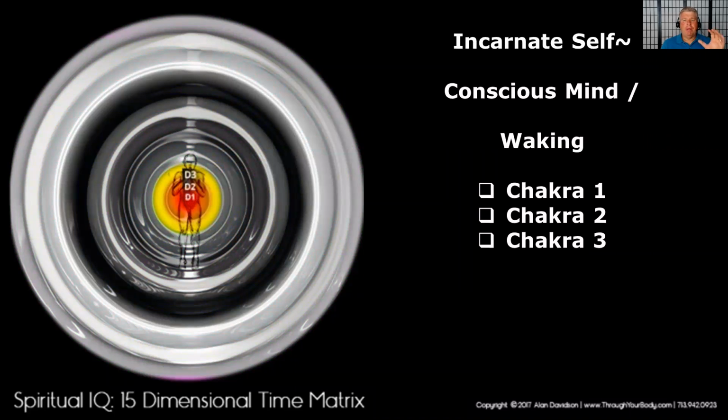The first 3 chakras are our conscious mind. It's our wakefulness, our waking mind. It's chakras 1, 2, and 3, called the incarnate self. It's the actual physical body, the emotional body, the mental body.